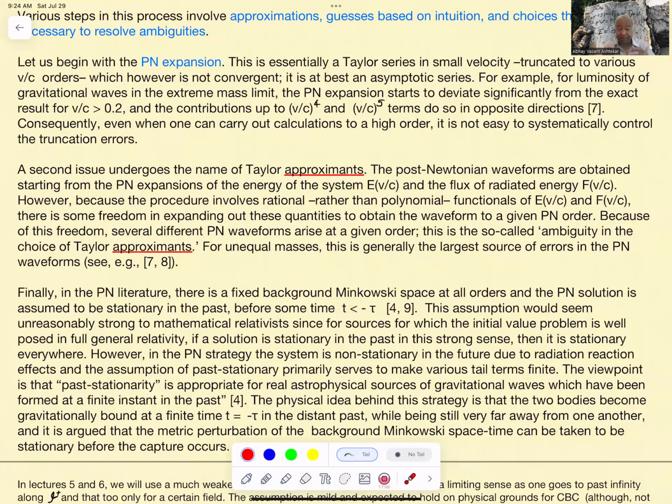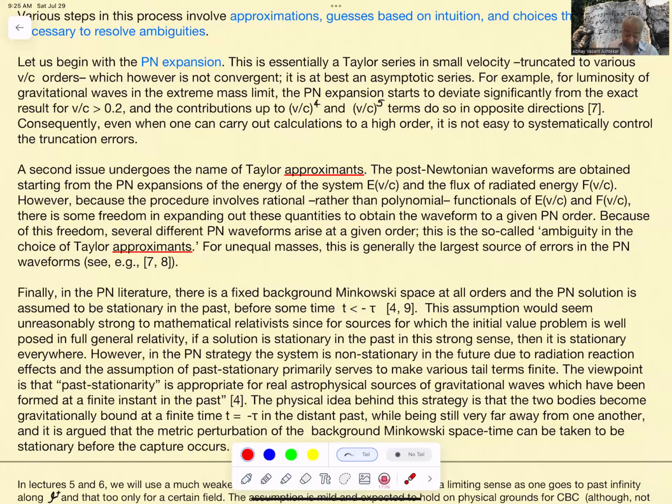Because of the rational thing, the question is, which term are you going to expand first? And there are some ambiguities here. This is the so-called ambiguity in the choice of the Taylor approximants. If you could sum the whole infinite series, then it would not matter. But because you're truncating at some order, it is not obvious. Not all the approximants have the same accuracy. And in fact, the accuracy can vary from one region in the parameter space to another region in the parameter space. And one has to really have a good understanding of all these things.